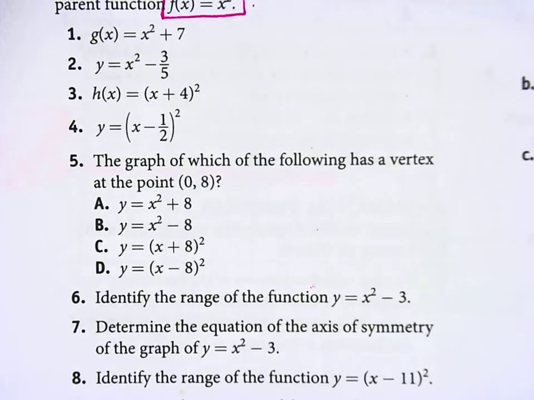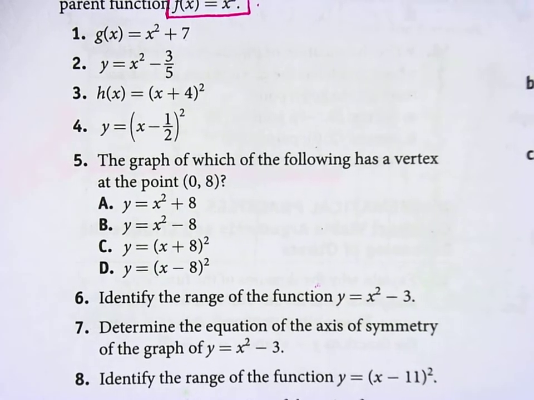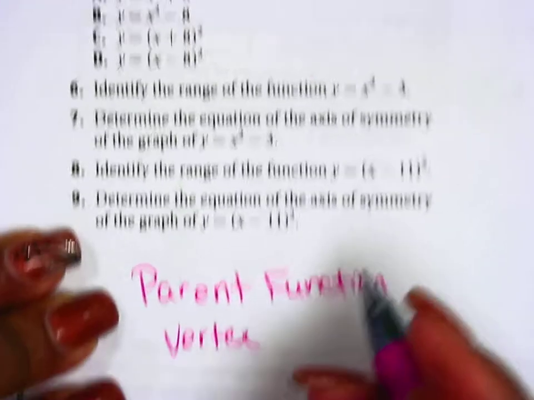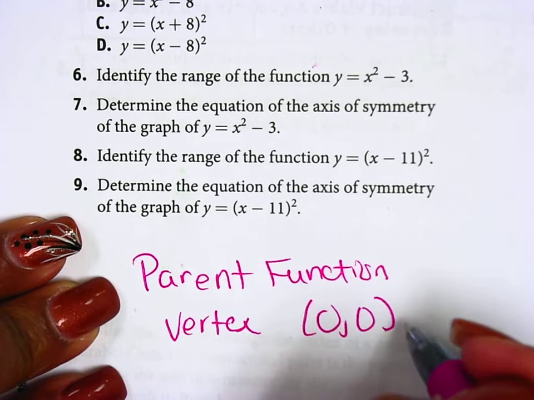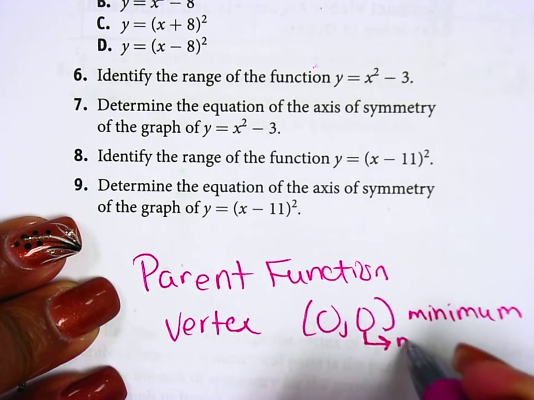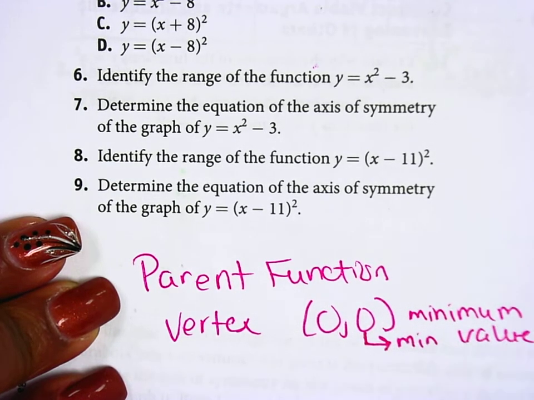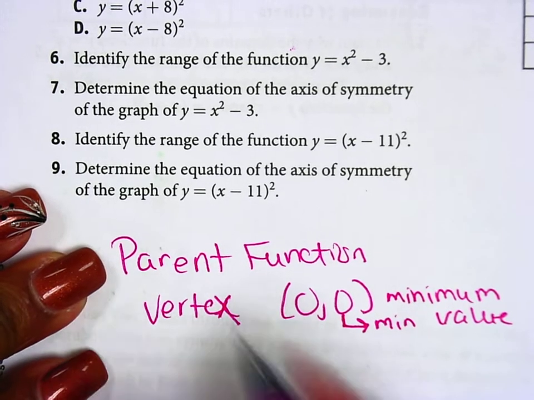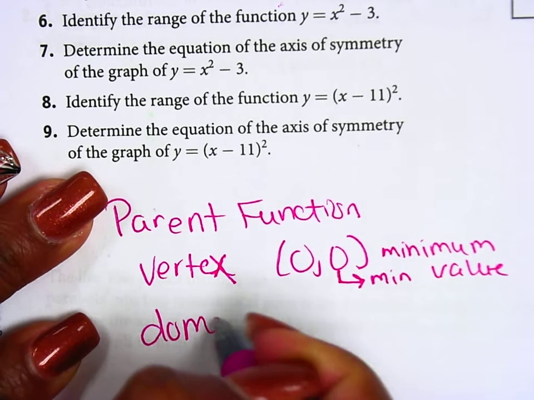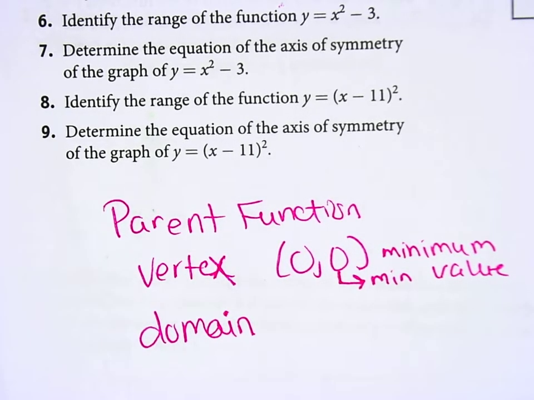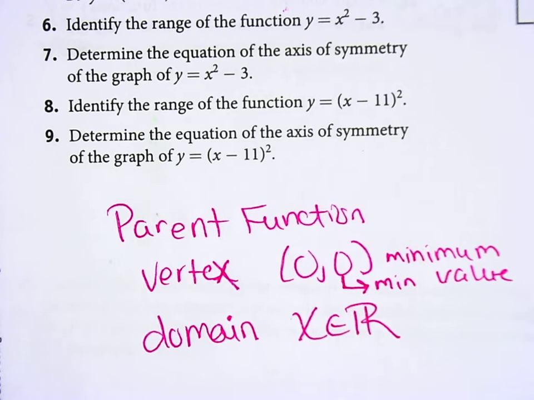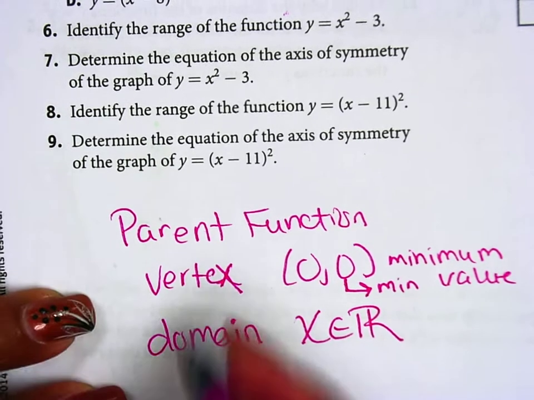So here for the parent function, I'm going to write it down and do a little review for you. The vertex would be your lovely 0, 0. It's a minimum because it's open upward. The minimum value is 0. From the vertex, you can give me the domain and the range, but let's do domain. Domain for a parabola, a quadratic function at least, will be all real numbers. You could just write out all real numbers because it's open upward, I discussed that in the other videos with you.